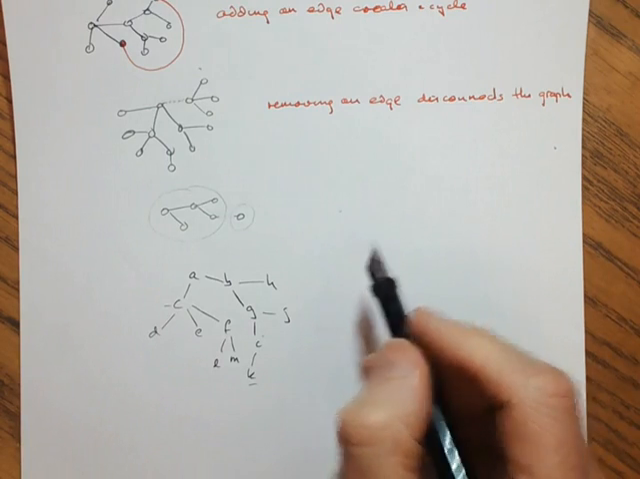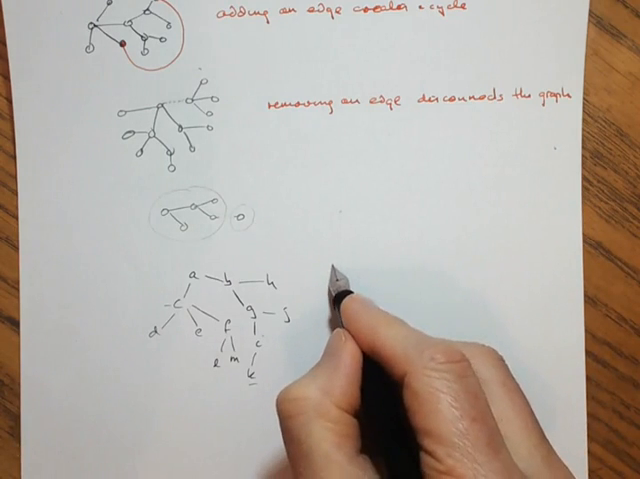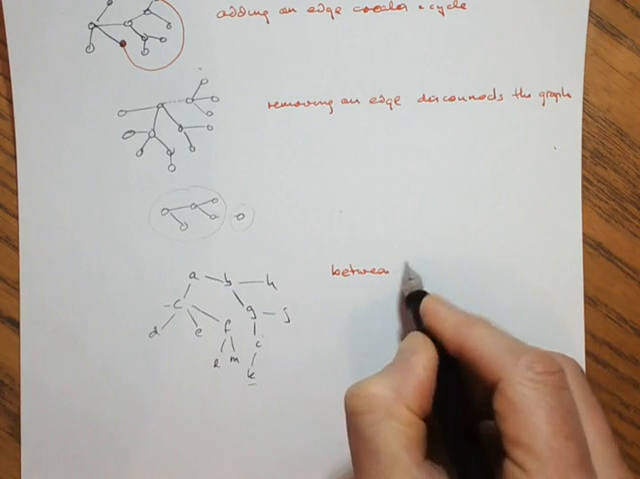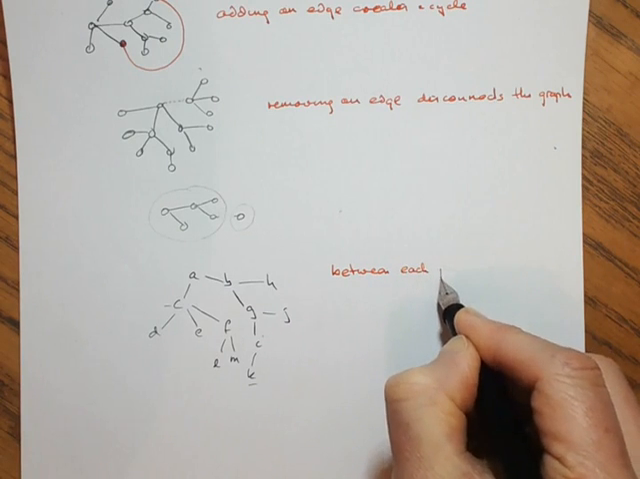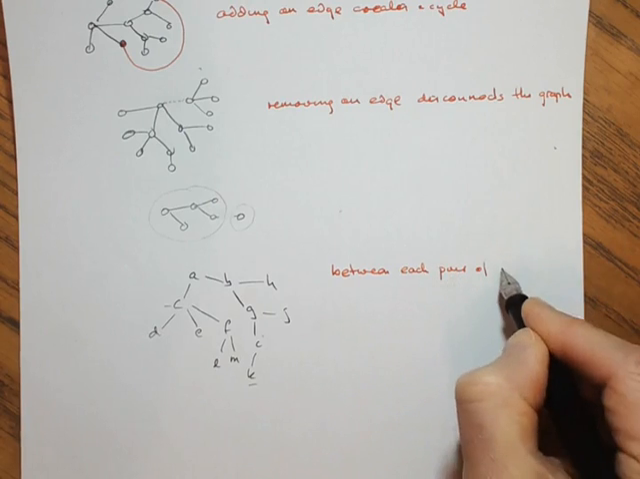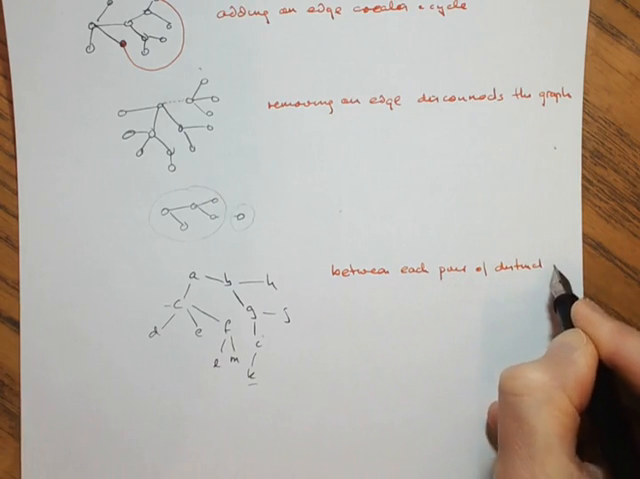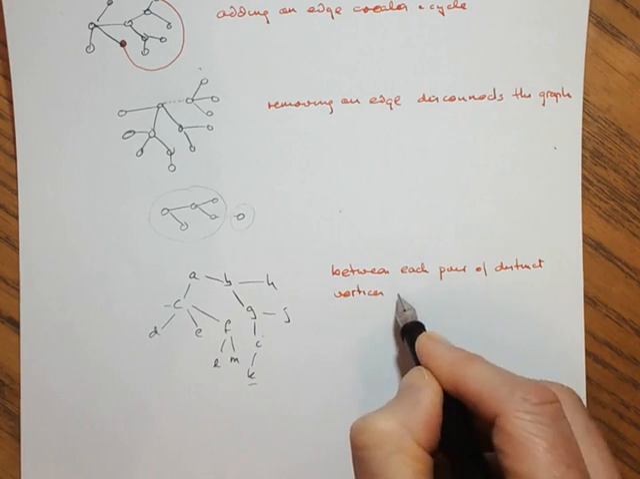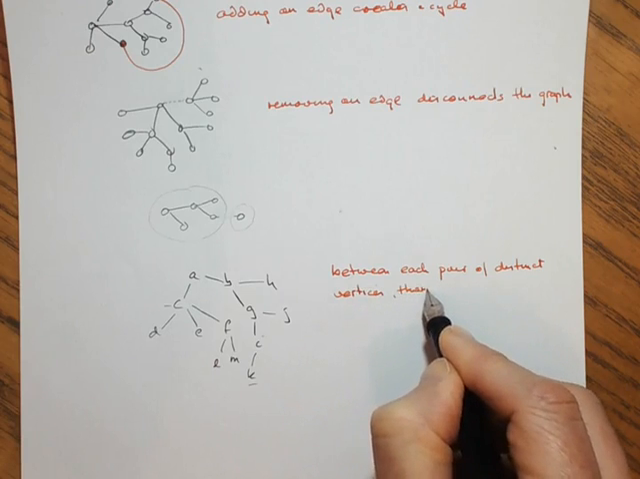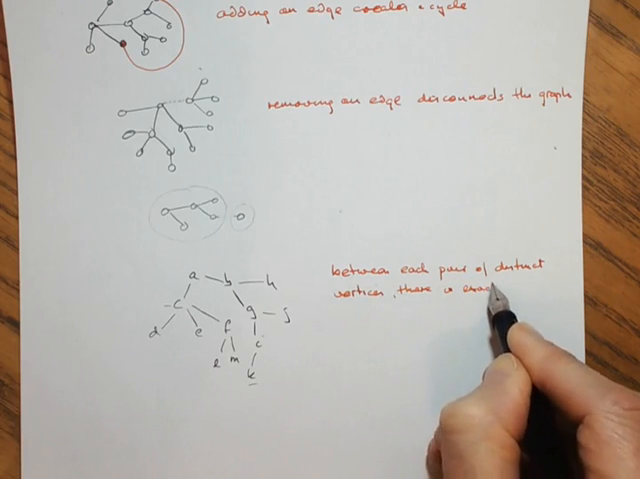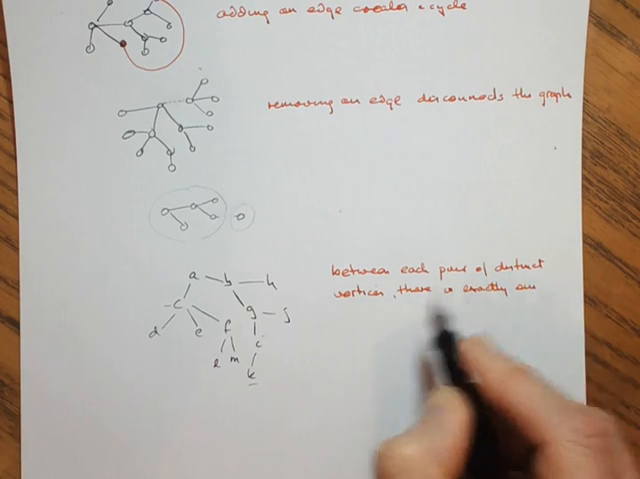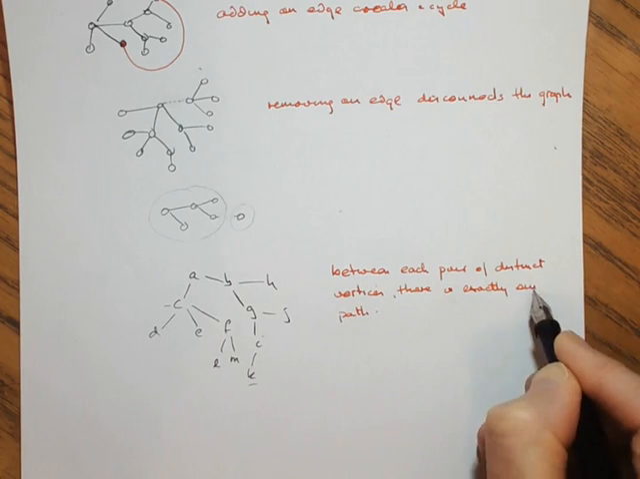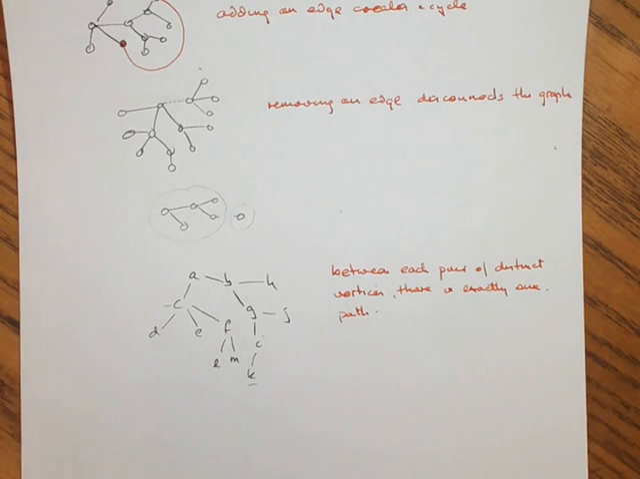So, between each pair of, we'll say, distinct vertices, because we don't want to start and end at the same place, there is exactly one path. There aren't two paths, there are no paths. If there were no paths between two particular vertices, you'd have a disconnected graph.